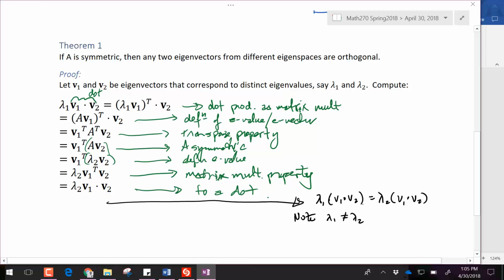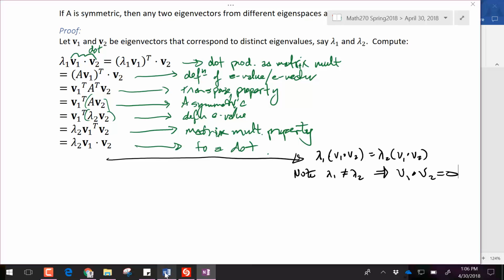Because you're not guaranteed that lambda 1 is going to be equal to lambda 2, that doesn't make sense. So this implies that v1 dotted with v2 has to equal 0. So that proves that they're perpendicular to each other. So we saw that in our example. Now this is the general proof for doing this. So that's interesting. We have a symmetric matrix, we find eigenvalues, and the eigenspaces are going to be perpendicular, orthogonal. I guess we should use orthogonal.